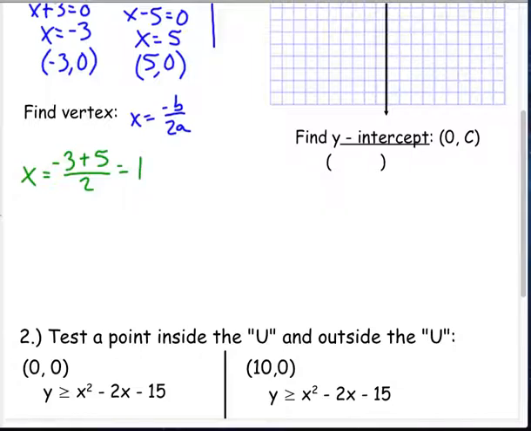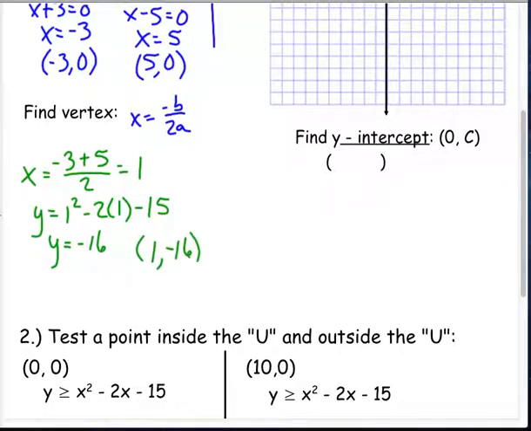To find the y-coordinate of your vertex, you substitute it back into your equation. So we had 1 squared minus 2 times 1 minus 15. 1 squared is 1, minus 2 is negative 1, minus 15 is negative 16. So our vertex is 1, negative 16.